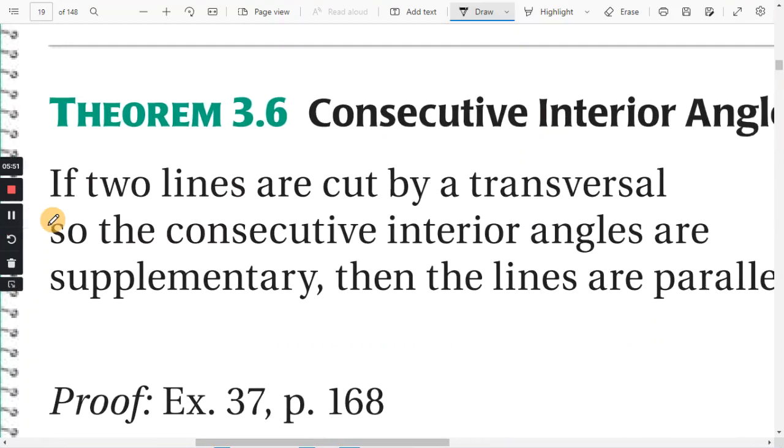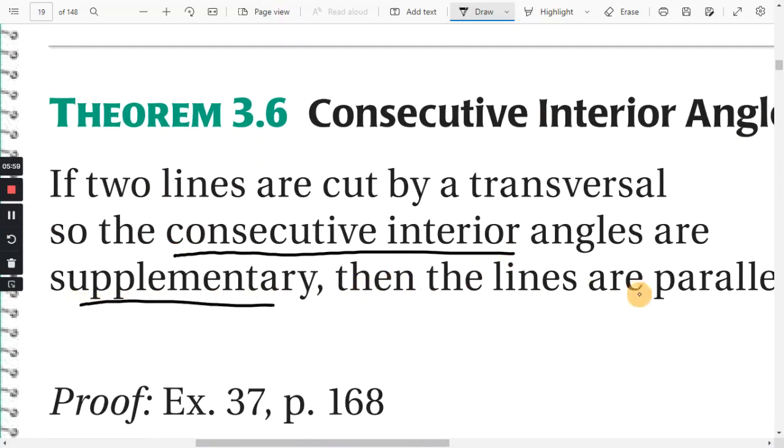If two lines are cut by a transversal, and consecutive interior angles are supplementary, then the lines are parallel. So remember, consecutive just means same side.